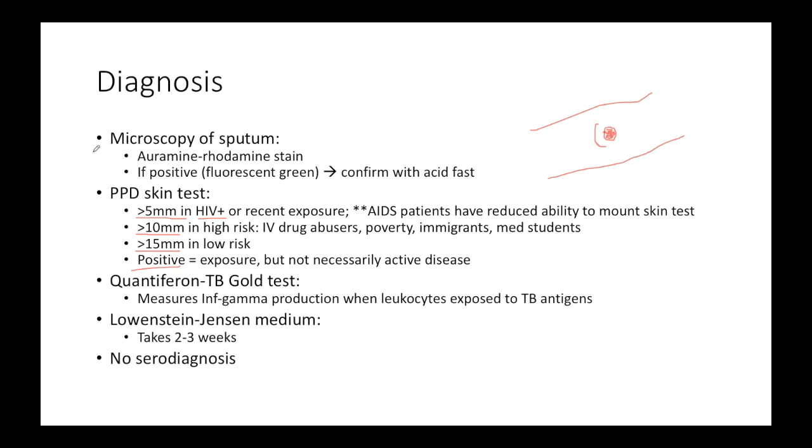And there are obviously faster systems now, so you don't really see this guy too much. Also remember that it produces niacin and catalase, so you can look for those as well. Note that it's catalase negative when tested at 68 degrees Celsius and is active within the body. So keep that in mind as well. And there's no serodiagnosis for this guy.